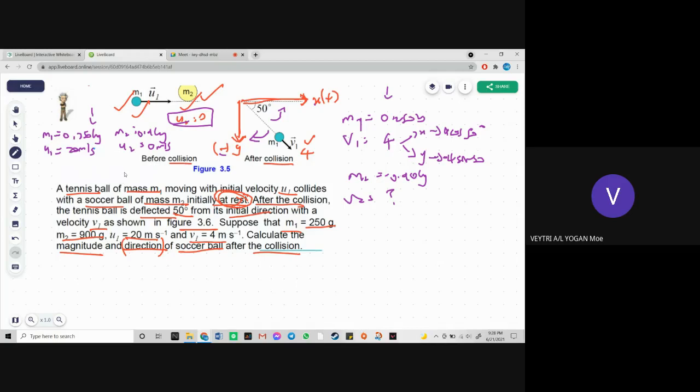Collision is elastic, non-elastic. Dalam kes ni, elastic. Elastic kan ada dua properties. Satu, momentum is conserved. The moment momentum is conserved, initial momentum equals to final momentum. Elastic collision juga mengatakan kinetic energy is conserved. Maksudnya initial kinetic energy is equals to final kinetic energy.